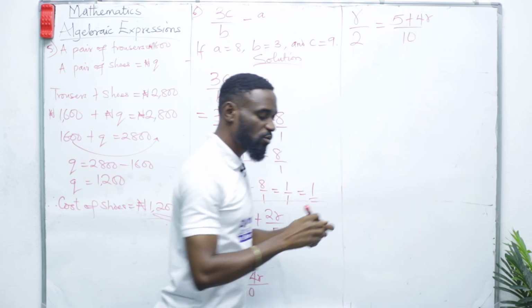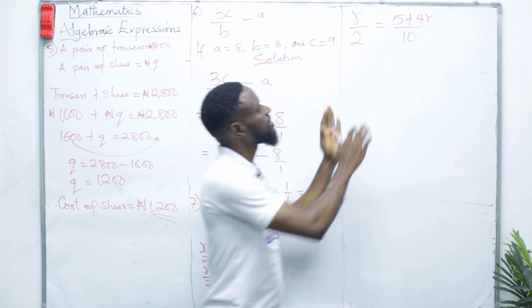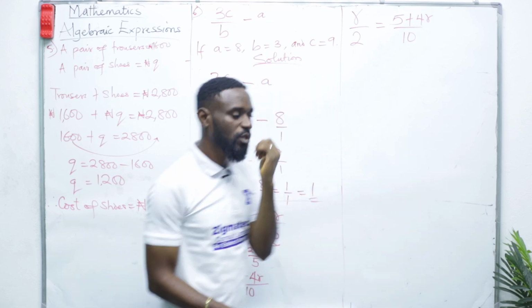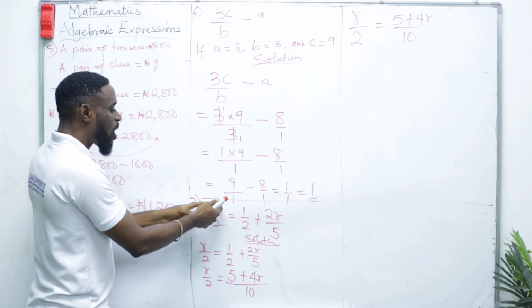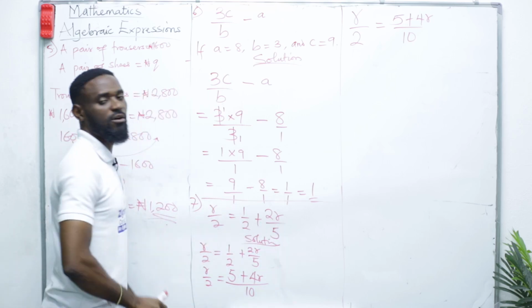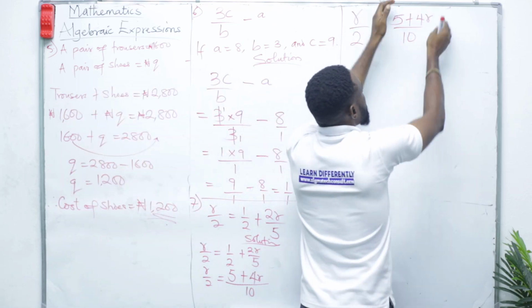So at this point, we have one fraction on the left-hand side and another fraction on the right-hand side. Are you with me? But here, we have one fraction on the left-hand side, 2 fractions on the left-hand side. Why this is one fraction is because all of this now is a fraction.